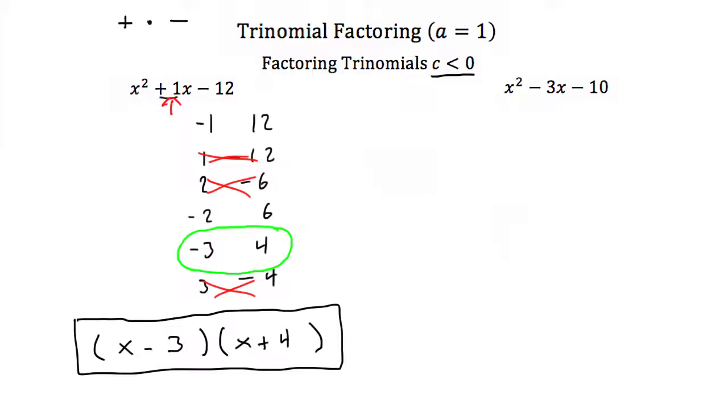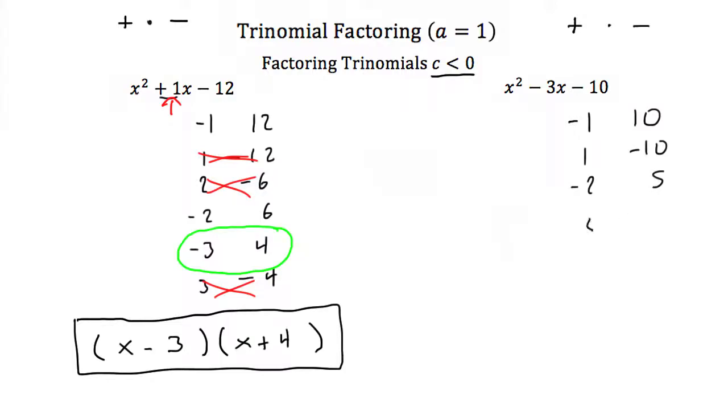Now let's try this again. Here we have x squared minus 3x minus 10. Now again, my constant term, c, is negative. And the only way I can get a negative number is by multiplying a positive and a negative number. So ways to get 10? Well, negative 1 and positive 10. 1 and negative 10. Negative 2 and 5.